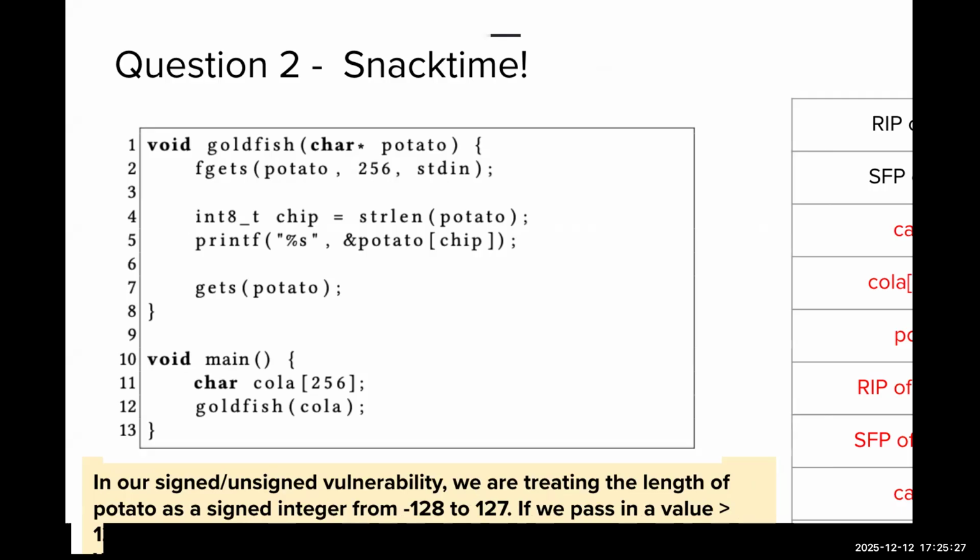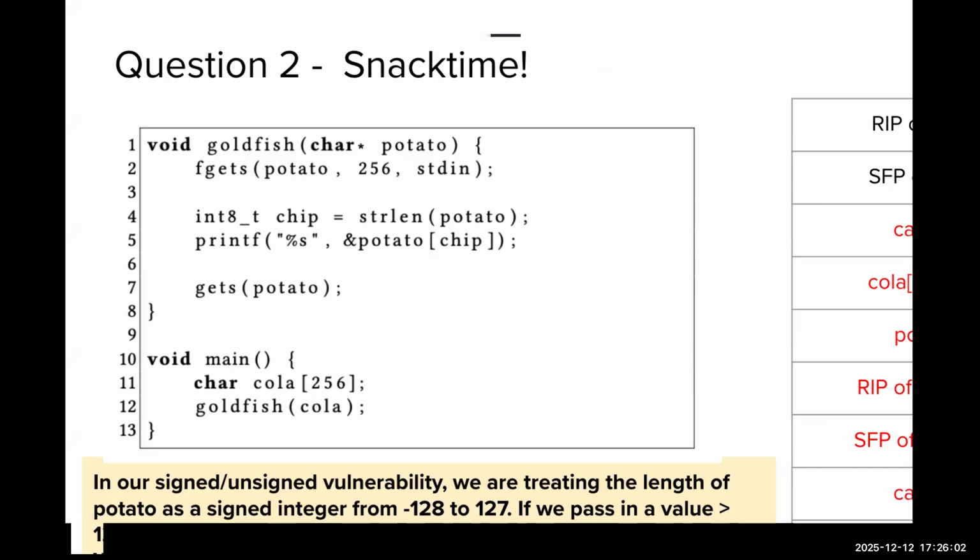Cool. So if we did some arithmetic, we can see that the second canary is exactly 16 bytes below the start of cola, which is our buffer. And so if we index to the negative 16th byte, we should be able to read the canary. And because chip is a signed integer, that's possible. So if we somehow set chip to be negative 16, then our printf function on line 5 will actually print out the value of the canary.